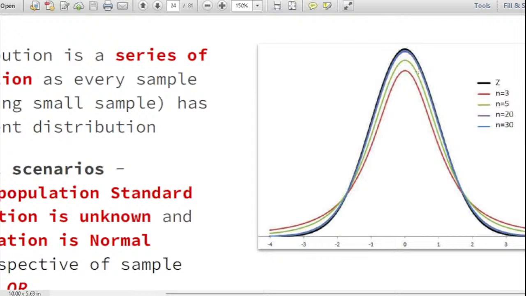It is not that randomly someone one fine day found this cutoff and just published it. Okay? Very scientifically, it has come up that when n is 30, this t approaches z, and beyond that it just remains z. Okay?